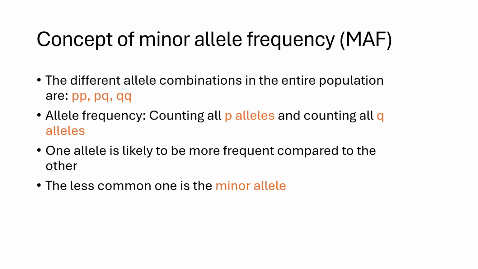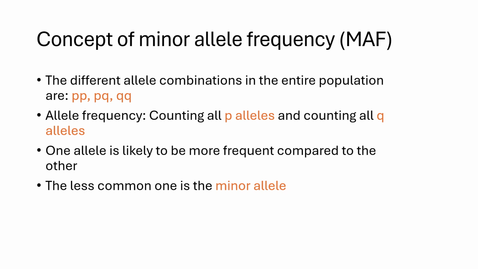It's basically counting all of the P alleles, including in the PQ, and counting all the Q alleles. So if you want the P allele frequency, you count P in the homozygotes, and you also take into account the heterozygotes. The one that's PQ, you take 1. So you count the P's twice for the homozygotes, and you count the P once for the heterozygotes. Similarly for Q, you count the Q's twice for the homozygotes, and once for the heterozygotes.